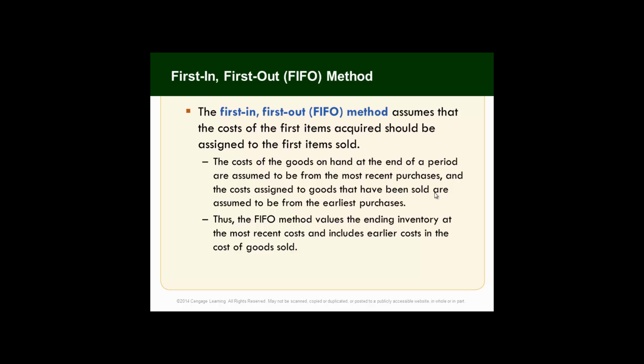So cost of goods on hand at the end of a period are assumed to be that from the most recent purchases, and the cost assigned to those goods that have been sold are assumed to be from the earliest purchases. So the FIFO method values the ending inventory at the most recent cost and includes earlier costs in cost of goods sold. What does that matter? Well, when you have inflation, that means that the value of your ending inventory is higher because you're paying higher prices at the end of the period.